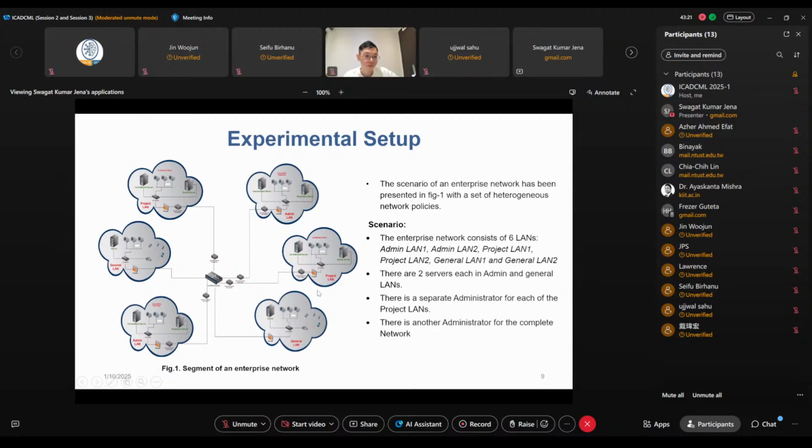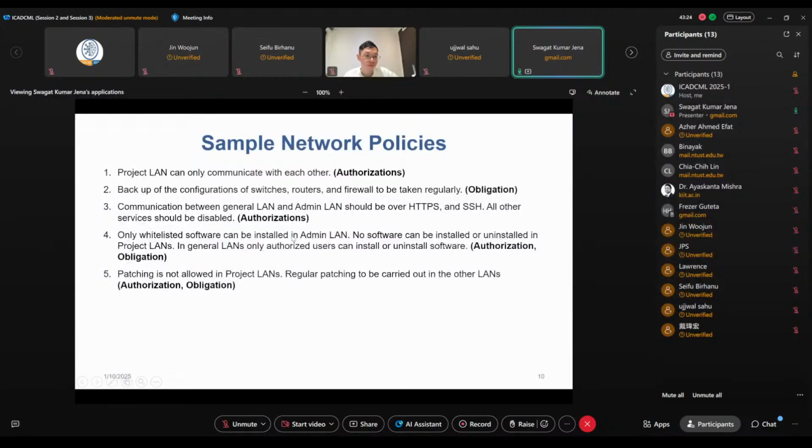So these are the sample policies we have set. These are a few of the policies. In the paper, we have discussed all the policies we took. This is just a sample of 5 policies, taken from our work. Some are authorization policies, some are obligation, and some are a mix of authorization and obligation.